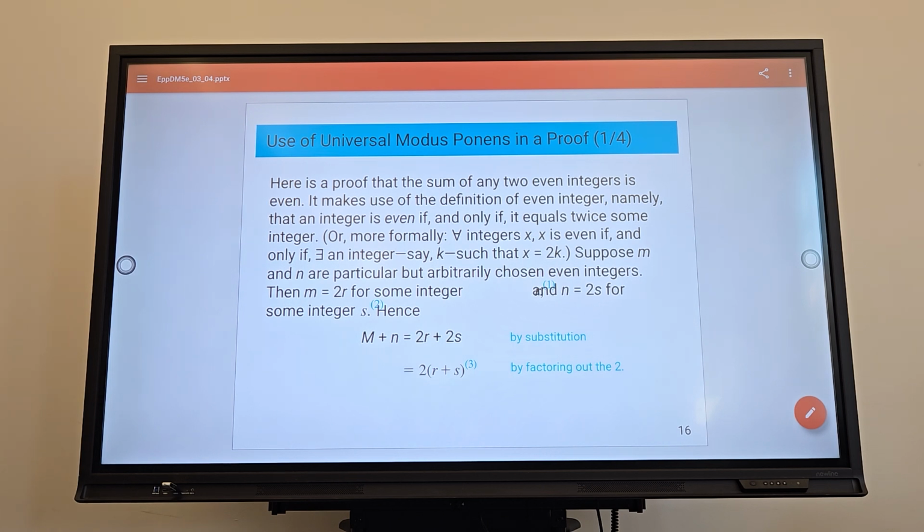Here's a proof that the sum of any two even integers is even. It makes use of the definition of an even integer, which is even if and only if it equals twice some other integer. Or more formally, for all integers x, x is even if and only if there exists an integer, say k, such that x equals 2k.